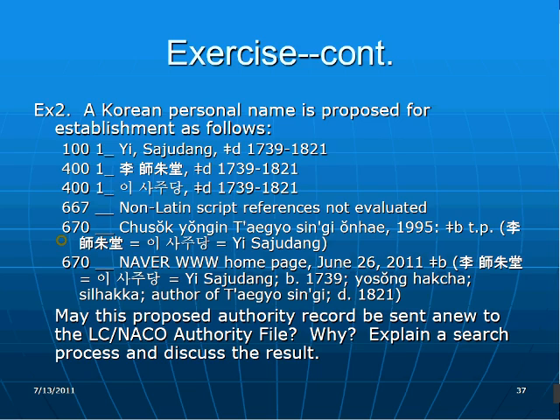The second exercise question. A Korean personal name is proposed for establishment as follows. I'm not going to read this, but please read carefully all the 670s. The question is the same. May this proposed authority record be sent anew to the LC NACO authority file? Why? Explain the search process and discuss the results. You have 1 minute from now.